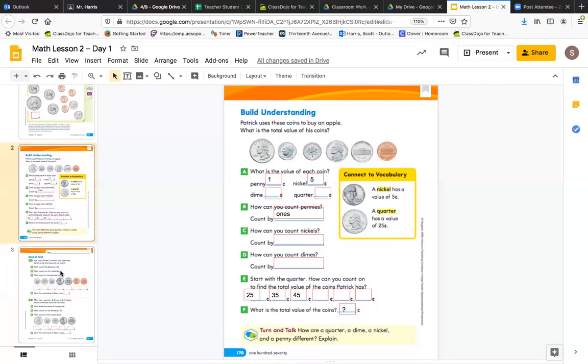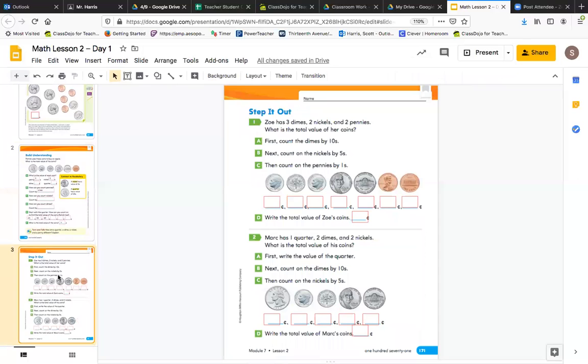You might want to pause the video now and finish that page. You should now be ready for our last page for today. On slide 3, where we step it out, we go through the steps. Zoe has 3 dimes, 2 nickels, and 2 pennies. And they showed us here what that looks like in the picture. 3 dimes, 1, 2, 3, 2 nickels, and 2 pennies.